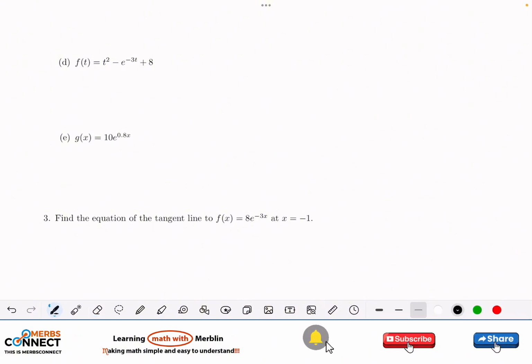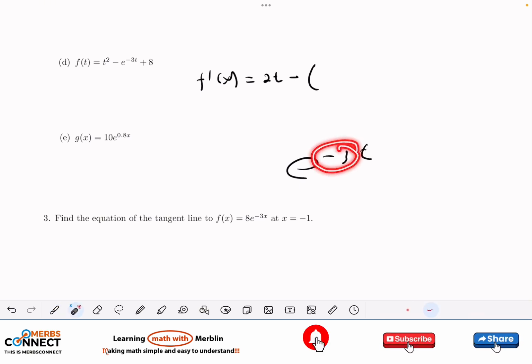Now let's differentiate f prime of x. When I differentiate t squared, I'm going to have 2t. Then minus, when I differentiate this, as usual, I'll pick the coefficient and use it to multiply the whole function. So I'm going to have minus 3 e to the power minus 3t, then plus 0.